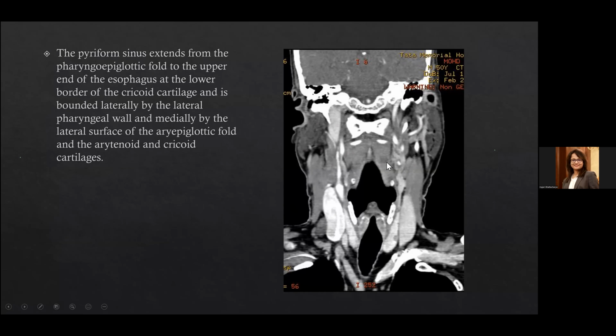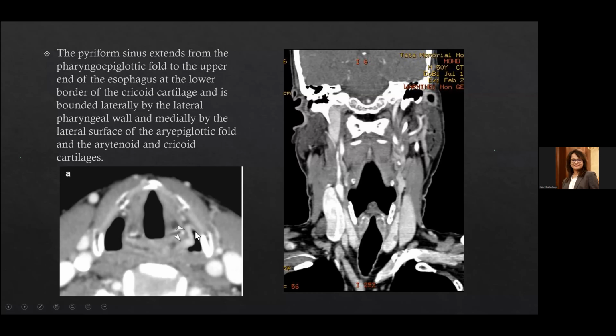This coronal reconstruction shows beautifully the anatomy of the pyriform sinus. These are the pyriform sinuses, and this is the apex of the pyriform sinus. A normal pyriform sinus should look like this on a coronal image. On an axial image, we can see these are the pyriform sinuses, and a small lesion which is arising from the medial wall of the pyriform sinus and projecting into it. These are very small lesions which can often be very well appreciated, if not on CT, then on barium swallow.